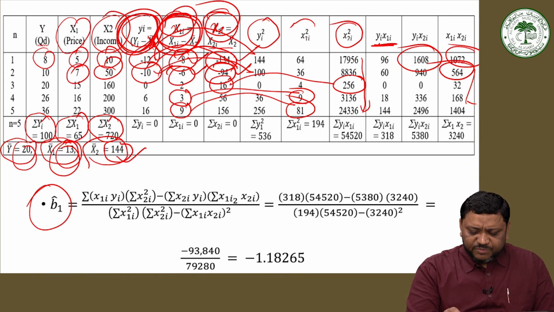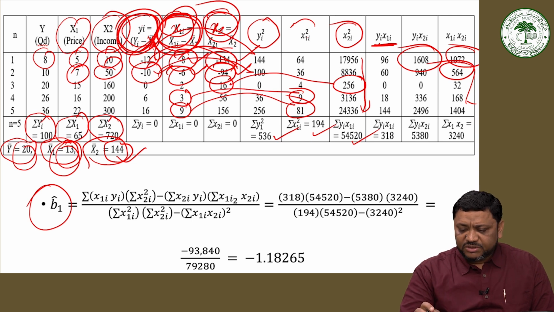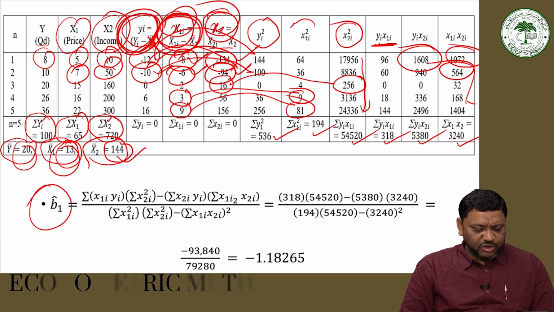Now, the sum of summation y square is 2536, summation of x1 square is 194, x2 square is 54,520. The sum of yi x1 is 318, the sum of yi x2 is 5380, the sum of x1i x2i is 3240. We have all these sums.